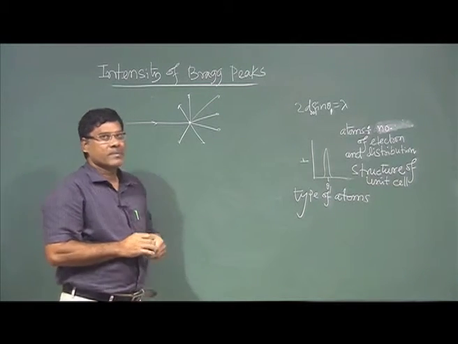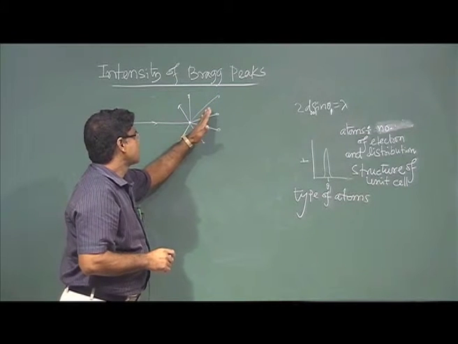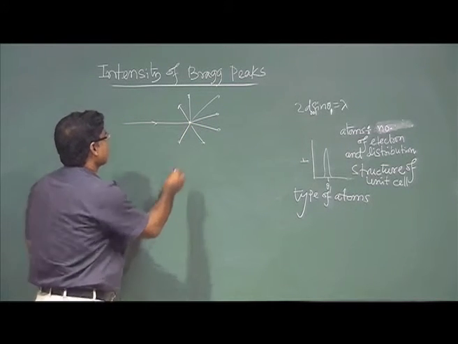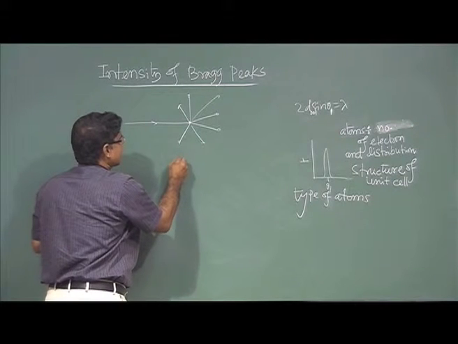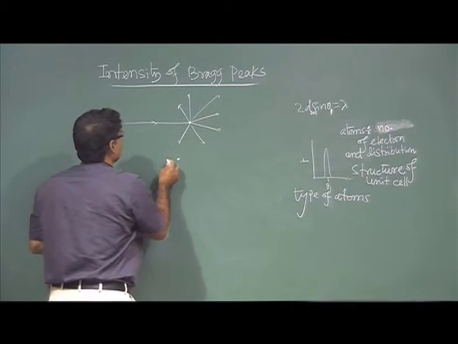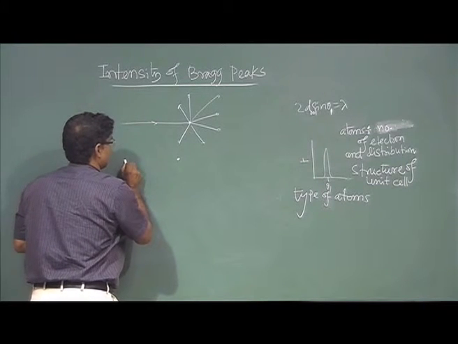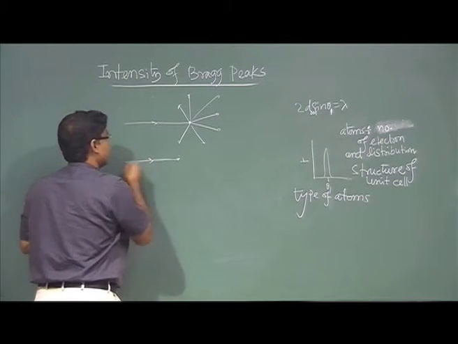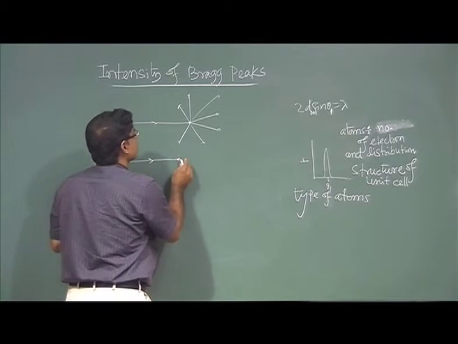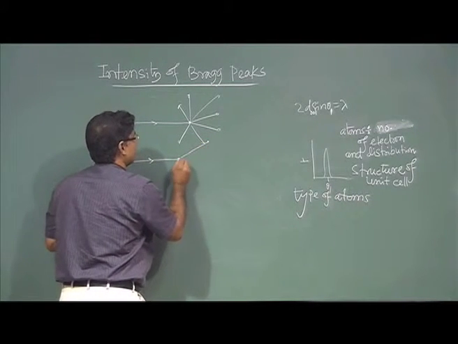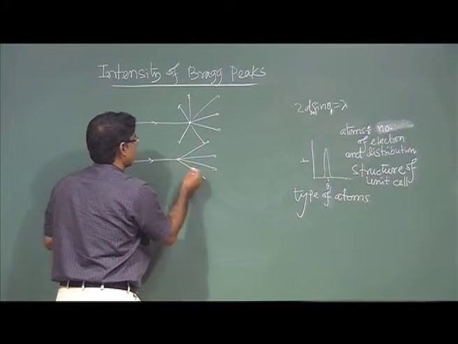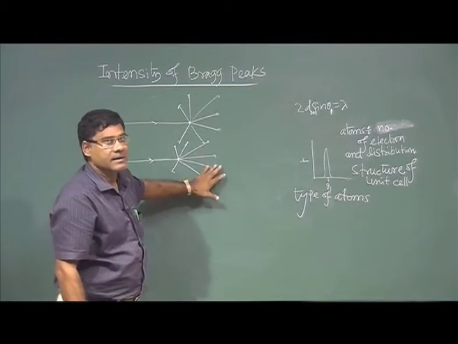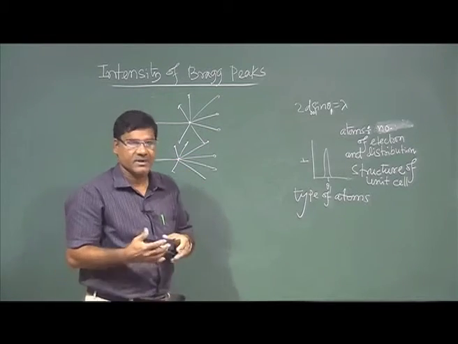So this X-ray is scattered in all directions by a scattering center, and if I consider another scattering center here, this X-ray is falling on it, and again in the same way it will scatter in all directions, right.